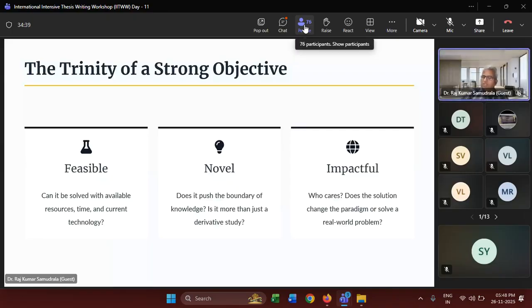By considering feasibility and novelty, if you are making some product, if it is not giving some positive impact, then will it be considered? Who cares? For whom are we making whatever the product? For whom? Does the solution change the paradigm, or will it solve real world problems? Whatever the objective, if it is giving solutions for a real world problem, then only it will be considered a strong objective.